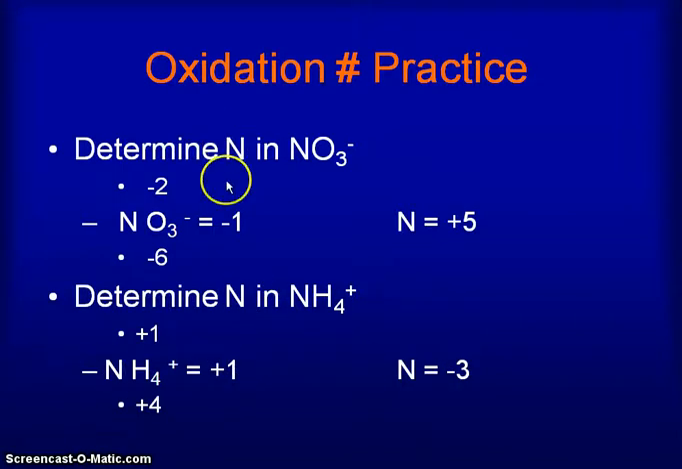Okay, so you can see how those elements can change oxidation numbers depending on what they're combining with. So their electrons are going to be located in different places depending on what they're combining with.